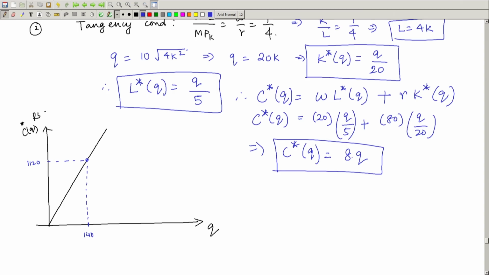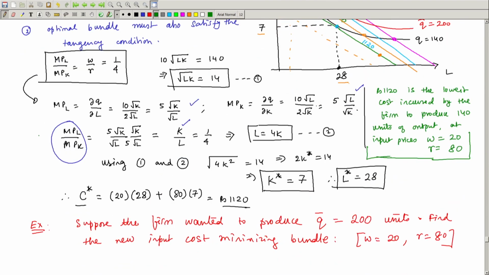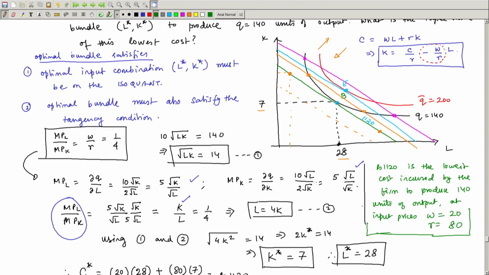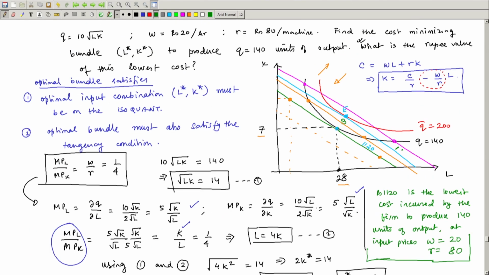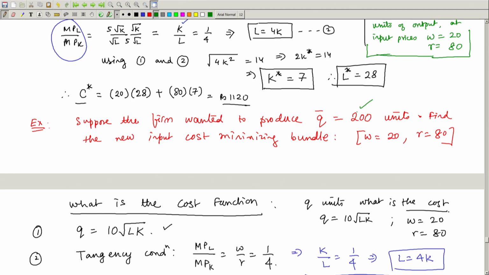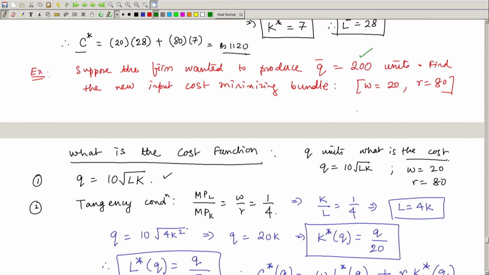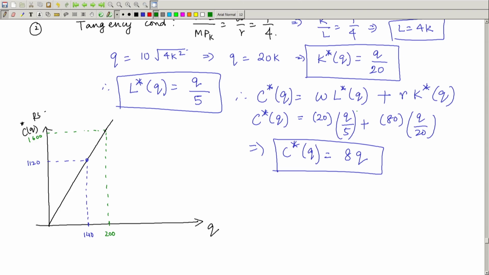If you want to produce 200 units of output, the cost is also going to be higher, and that value, based on this cost function, is rupees 1600. So, when you solve this example for 200 units of output, we said you are going to be at a higher iso-cost line. That iso-cost line is going to be associated with rupees 1600. Please do the algebra for the example, and you will find that the optimal L and K will be such that your cost is going to be 1600 rupees.